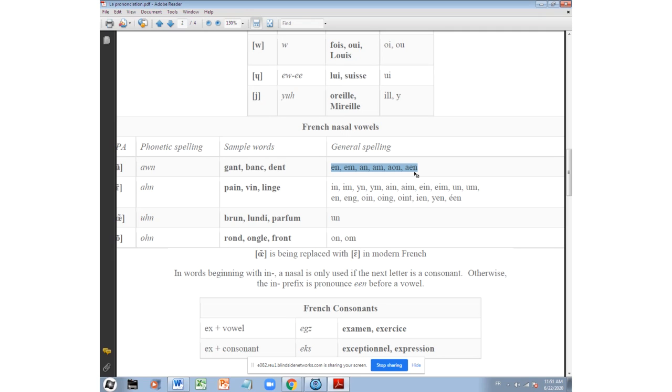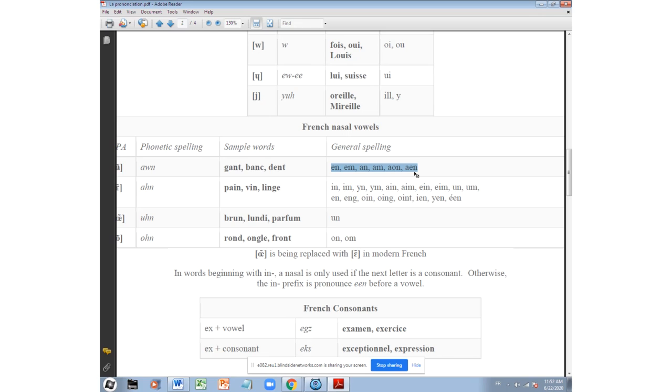So the first combination under the general spelling, we have both the AN and AM, EN and EM. All those produce the sound "on". Therefore, those sample words you are given, we say gon, we say bon, we say don, just to mention a few.